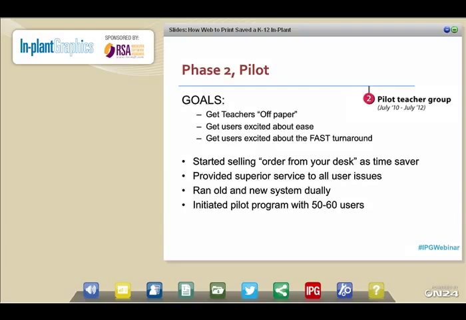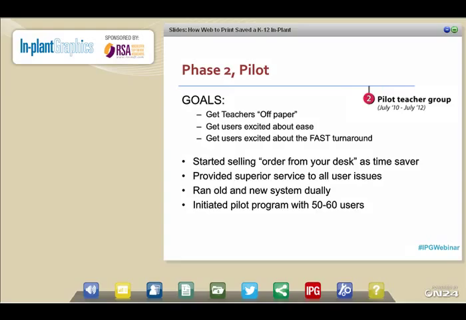The other goal here was to get users excited about how easy it was to use. And, as Bob mentioned too, with technology and learning curves, it didn't come without headaches, but the fact that we had the time to plan and work this out helped the transition considerably.